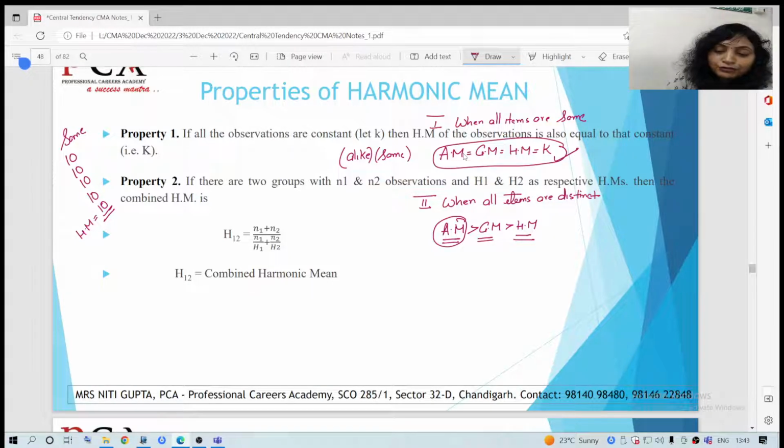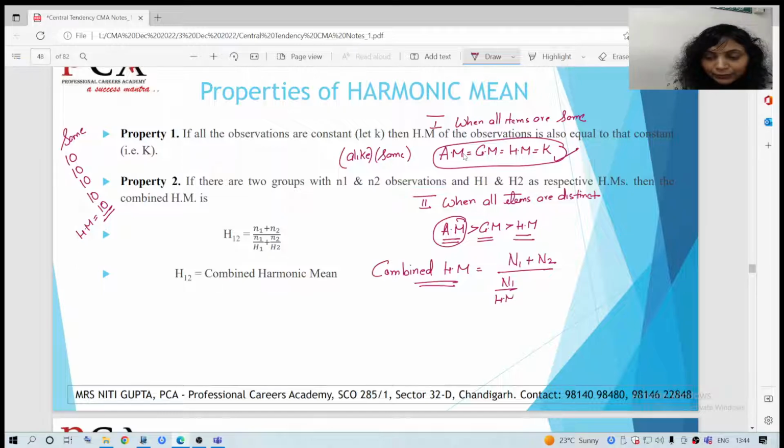And if you want to find out combined harmonic mean, similar to combined arithmetic mean, combined geometric mean, the formula for combined harmonic mean is n1 plus n2 upon n1 upon harmonic mean 1 plus n2 upon harmonic mean 2.